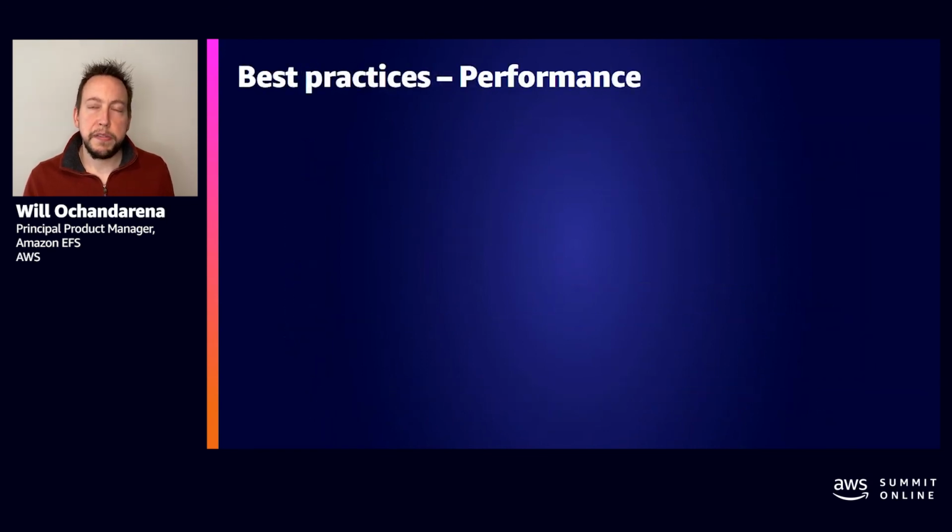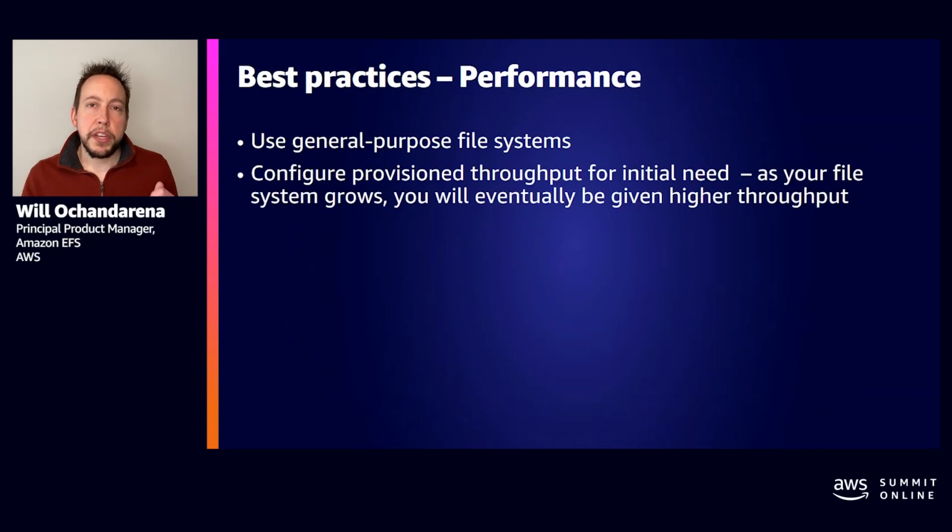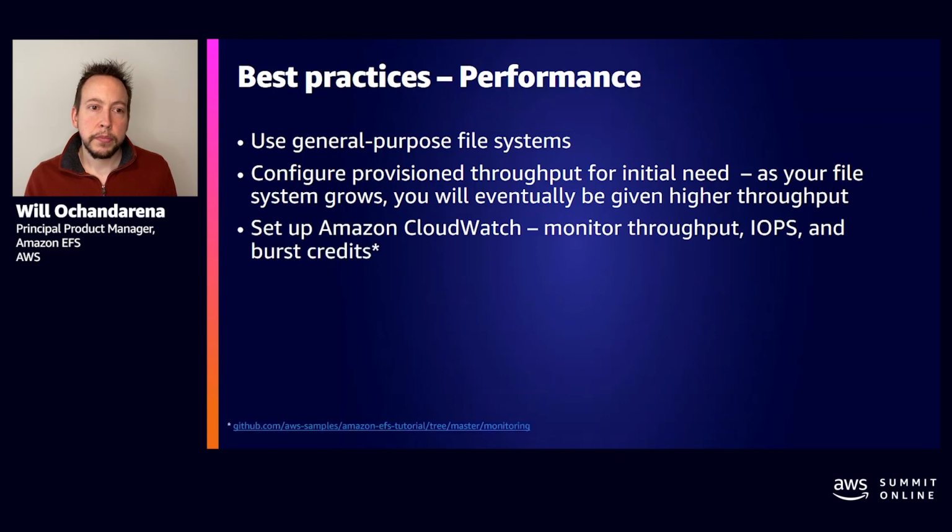So best practices for performance, again, start with general purpose file systems. Configure provisioned throughput to make sure that you have the throughput that you need for your application, especially if you don't have a whole lot of data stored yet. And use Amazon CloudWatch to monitor everything about it and make sure that you have enough throughput and IOPS for your application.